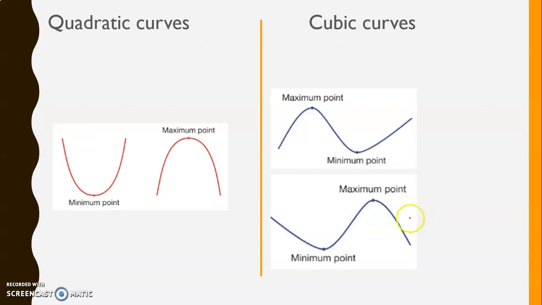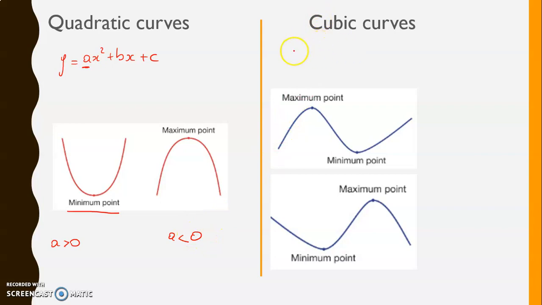It's important to recognize these types of curves, quadratic curves and cubic curves, because they can help you classify stationary points. Remember that quadratic curves are in the form y equals ax squared plus bx plus c. The important part here is the coefficient of x squared, a. When a is positive, we end up with a U-shaped curve, and therefore we know the stationary point is a minimum. Whereas when a is negative, the stationary point is a maximum.